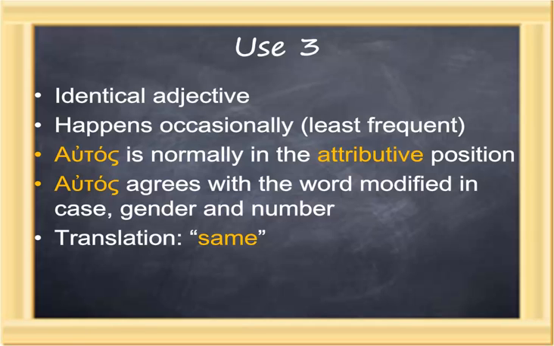The third use of autos, and it only happens occasionally in the New Testament, it's the least frequent of the three, is as the identical adjective. This usage is identified when autos is normally in the attributive position and agrees with the word modified in case, gender, and number. The translation then is the identical adjective same. So again, attributive position with the word modified, translation same.